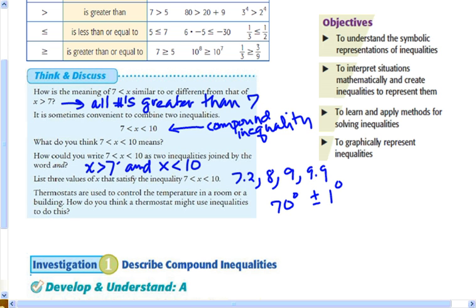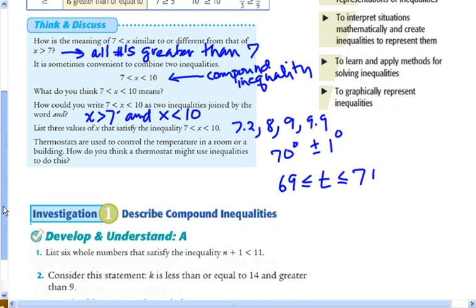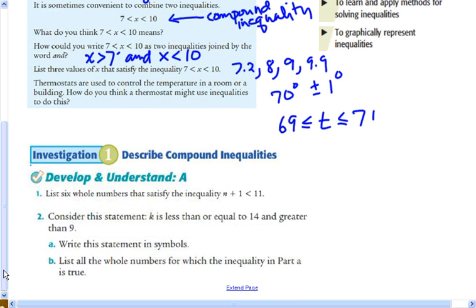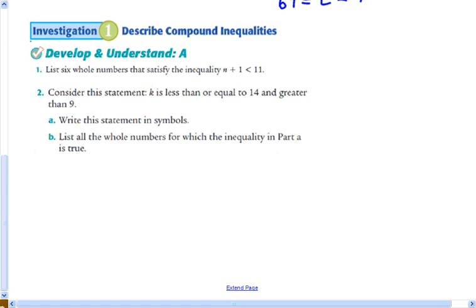So we can use a compound inequality to represent that. If it shuts off when it hits 69, the temperature can go as low as 69. So we can say the temperature is greater than or equal to 69, and the temperature, if it can go up to 1 degree more, then we say 71. All right, so let's do a couple problems here. I'll skip over some, and you can go ahead and do those.